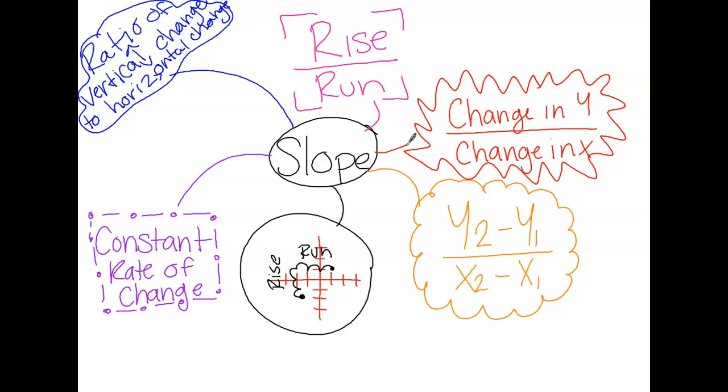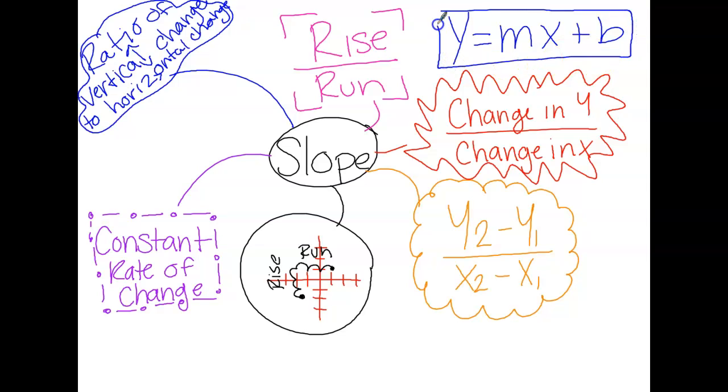And our last one is the one that we haven't learned quite yet. Okay, and that one is an equation, and it's called y equals mx plus b. Slope in this equation is denoted by m. So this m represents that line's slope. And I'll kind of show you how that came about.